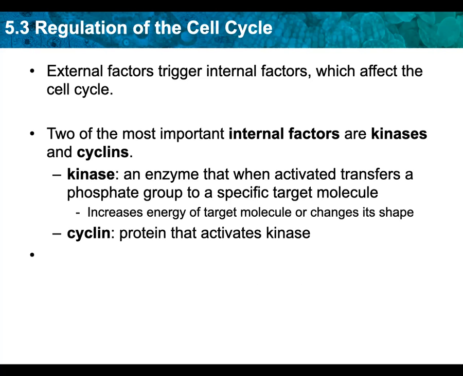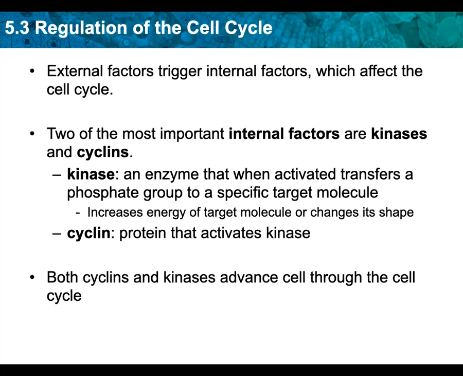And a cyclin is a protein that activates kinase. Both cyclins and kinases work together to advance the cell through the cell cycle. And so this is how the cell moves through the cell cycle. It goes from G1 to S to G2 to M stages. It's by kinases and cyclins moving through the cell, telling the cell to continue to grow and to divide.